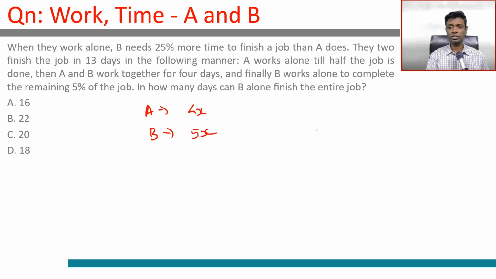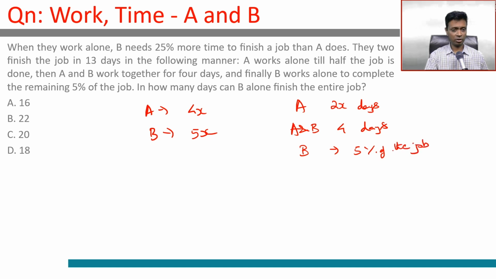A works alone till half the job is done. So half the job is done, A works alone. So A works alone for 2x days. Then A and B work together for 4 days. So A and B for 4 days. And finally, B works alone to complete the remaining 5% of the job. B does 5% of the job.